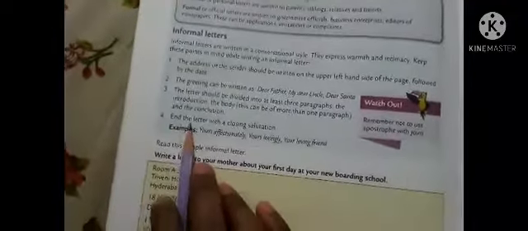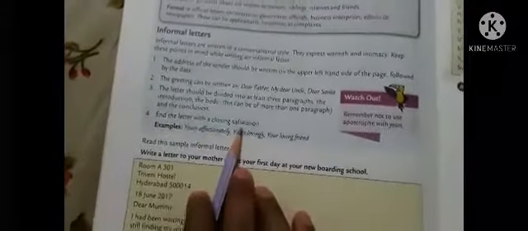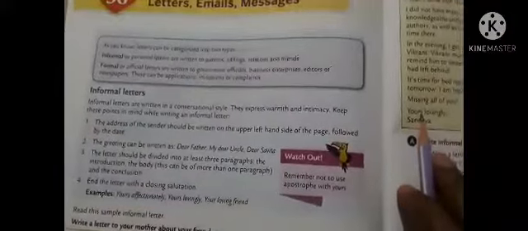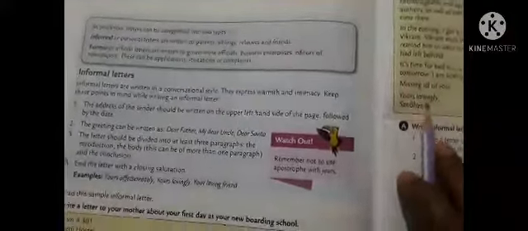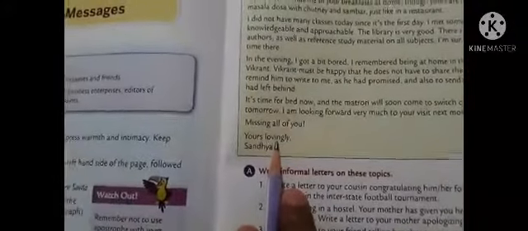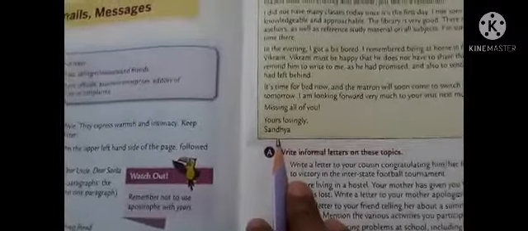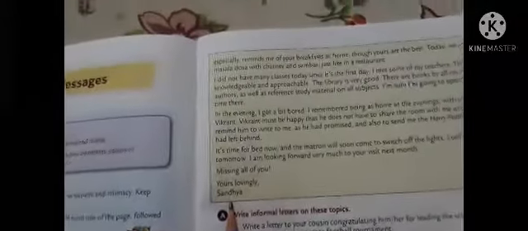Fourthly, informal letters should end with a closing salutation. For example, yours affectionately, yours lovingly, as written here. Closing salutation as yours lovingly. And then of course we write the name of the person who is writing the informal letter. So this was about an informal letter.